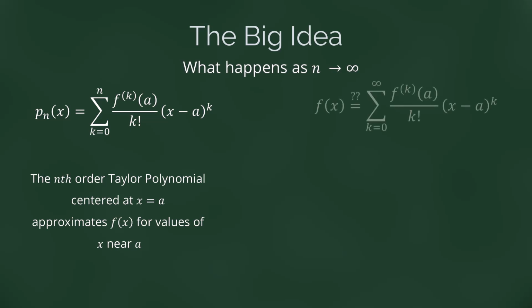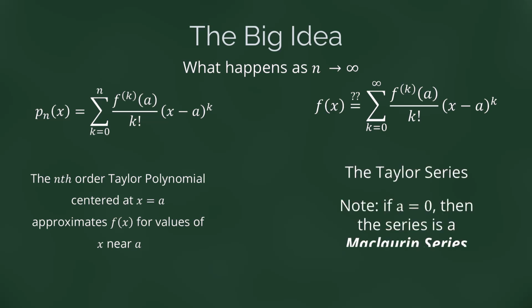If f can be approximated using a finite Taylor polynomial, is it then the case that f of x can be exactly equal to the infinite sum of the kth derivative of f evaluated at a over k factorial times x minus a to the k? This infinite power series is called the Taylor series. Note that if we choose our center at 0, the series is then called a Maclaurin series.